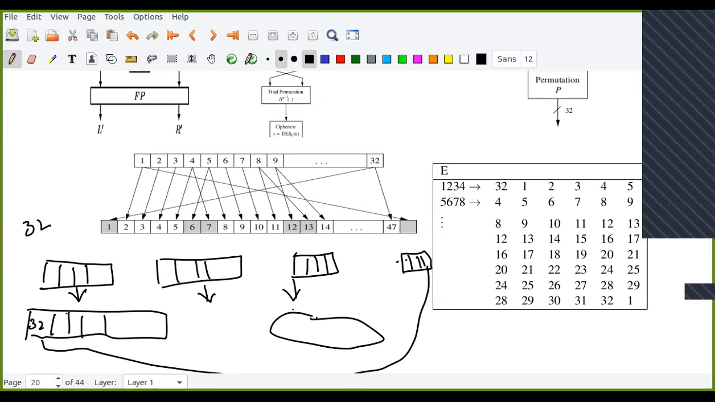And then this 1, 2, 3, 4 as it is will be there. And this 5 will come here. See, 1, 2, 3, 4 now becomes 32, 1, 2, 3, 4 and 5. Are you okay?